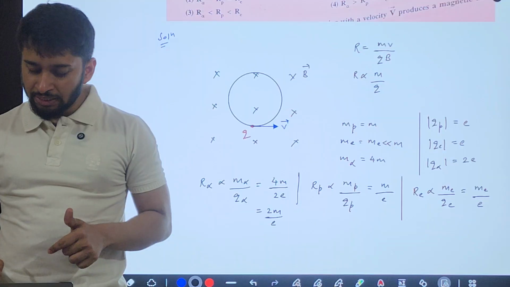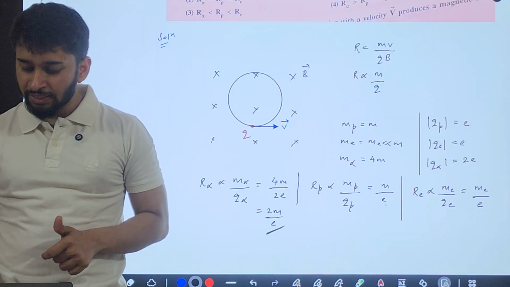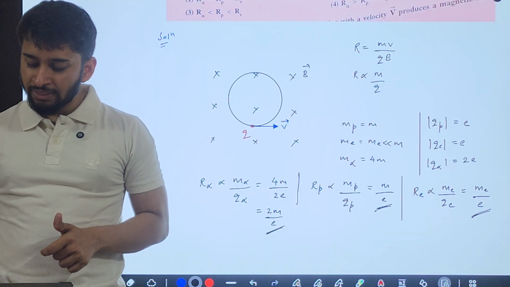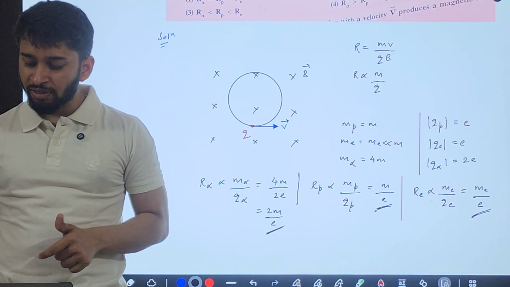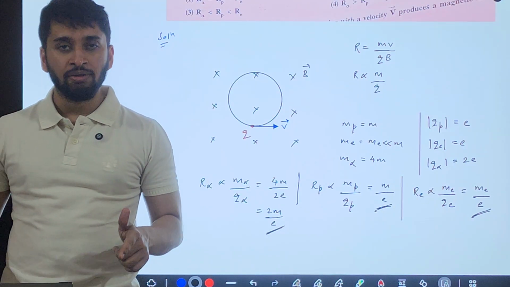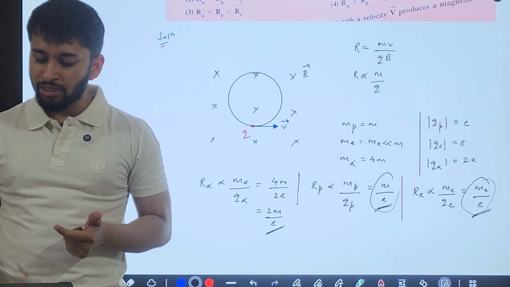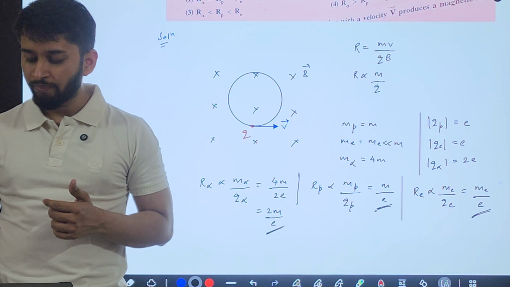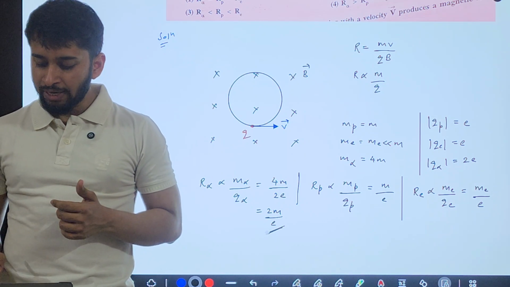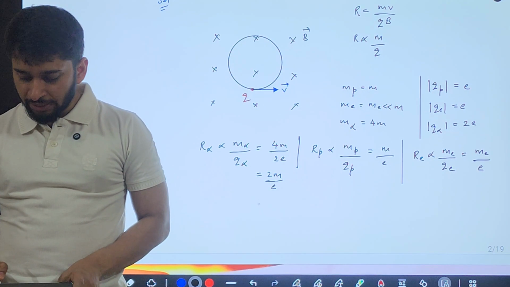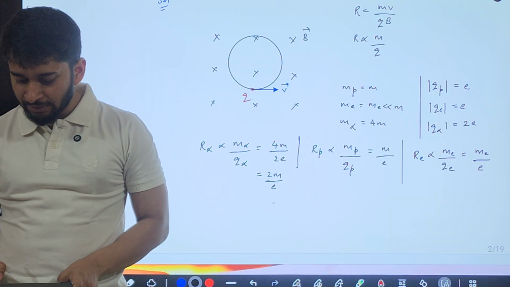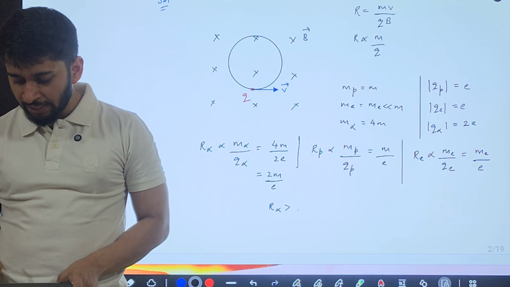So here I can clearly see radius of alpha will be the greatest, then radius of proton. If you compare the radius of proton and radius of electron, the charge values are the same in magnitude, but the mass of electron is much lesser. So mass of electron by e will be much lesser than mass of proton by e. I hope you are following here, right? So the radius of alpha particle will be the greatest, then comes the proton, and then comes the electron.